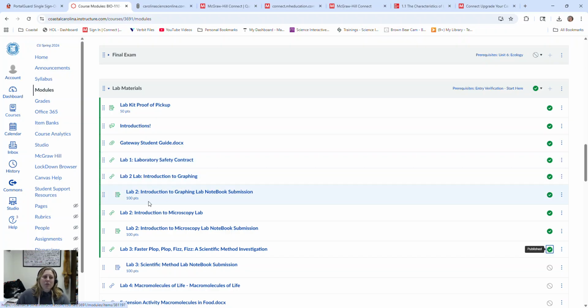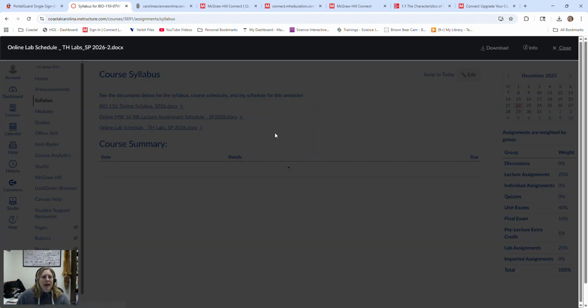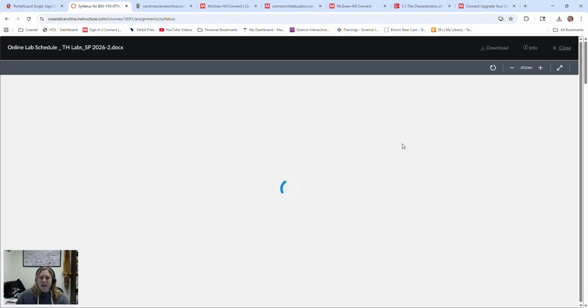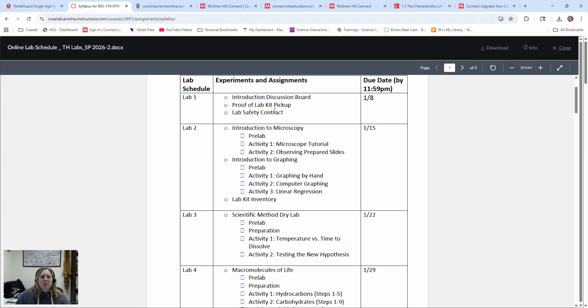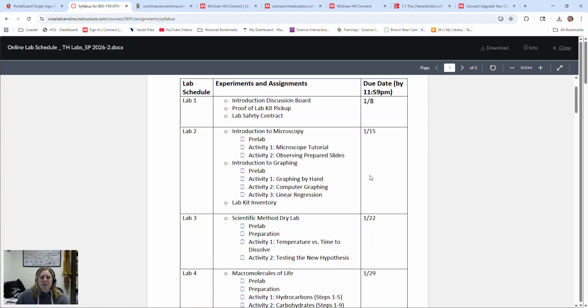But when you do your second lab, your lab for week 2, you're going to see Introduction to Graphing Lab Notebook Submission. If you click on that, you'll see in there what are the required activities. That is also in your syllabus page on the lab schedule. I have labs on Thursdays for my class. So you'll see again, here is what you are required to do for the labs for that week.